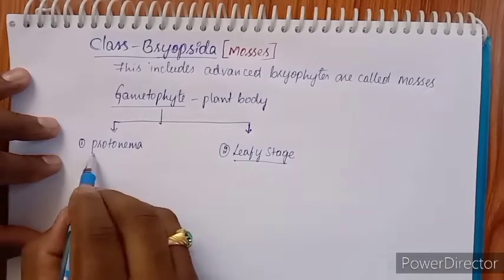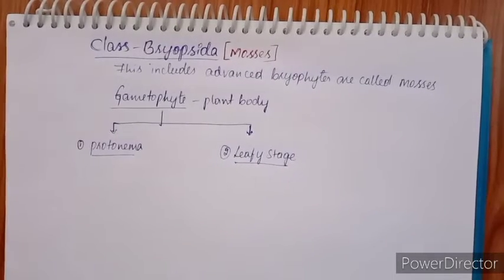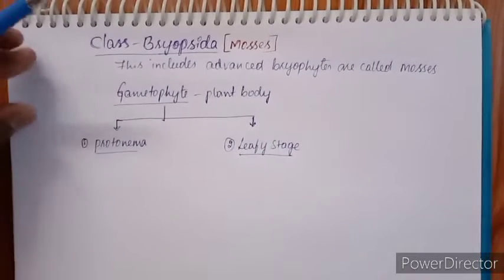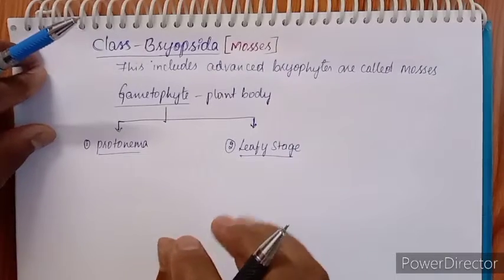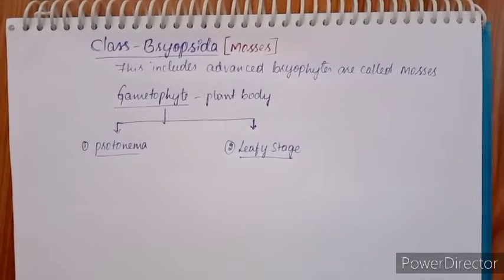Here we have to remember the two important ones. Remember what is protonema and what is leafy stage. See this protonema, which is directly developed from the haploid spores.